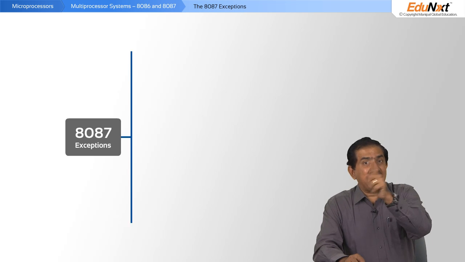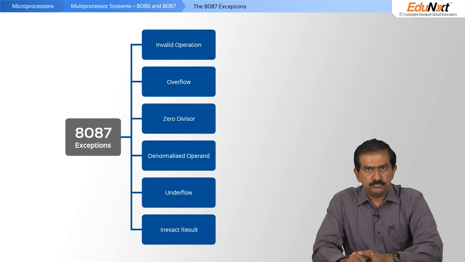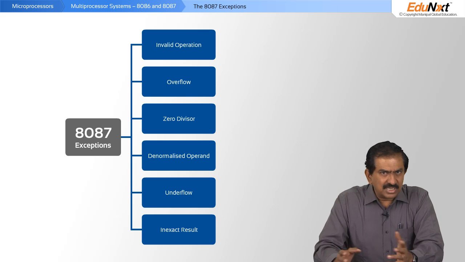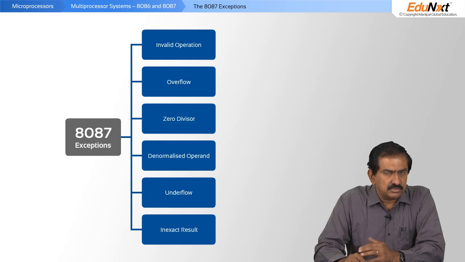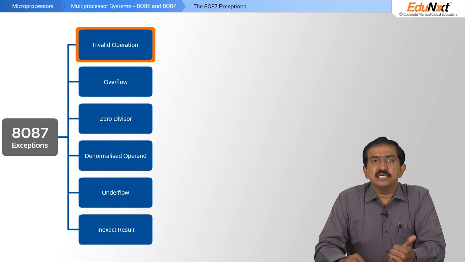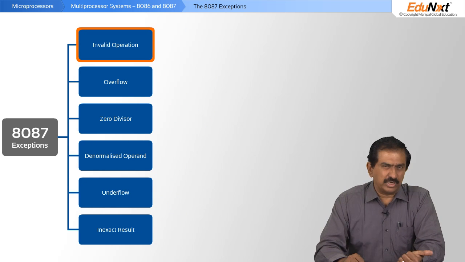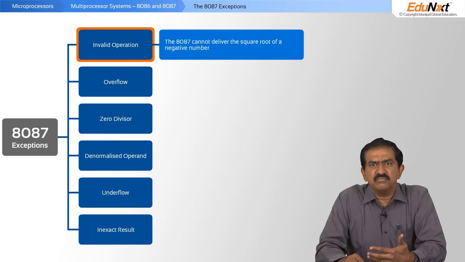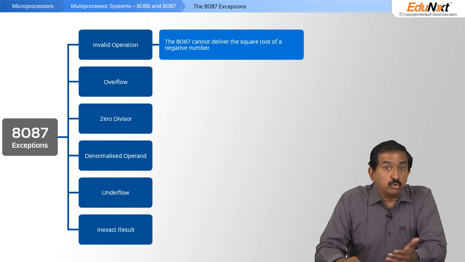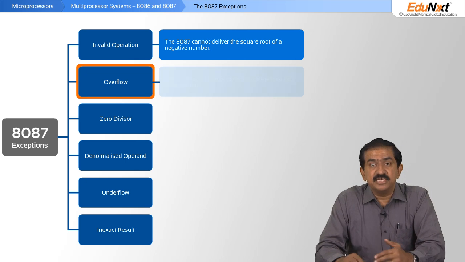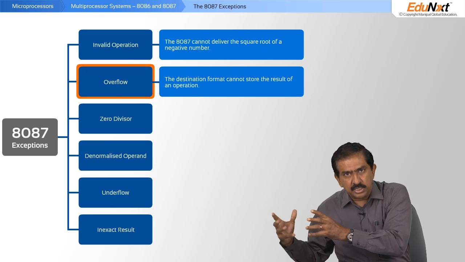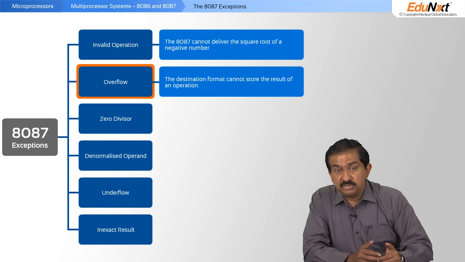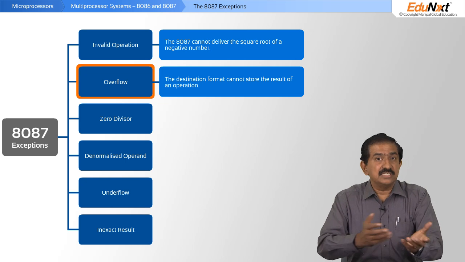The 8087 can generate a bunch of exceptions, right? I mean, it is a processor on its own, and there is a possibility that multiple errors can occur. So what are the kinds of exceptions that an 8087 can generate? The exception is really the errors. One is an invalid operation. For example, the 8087 will not be able to deliver the square root of a negative number. It just doesn't exist. It could be an overflow, and that's an exception. So the destination format, for example a word, is not large enough to store the result of an operation, which may require a double word. So it says there is an overflow error.